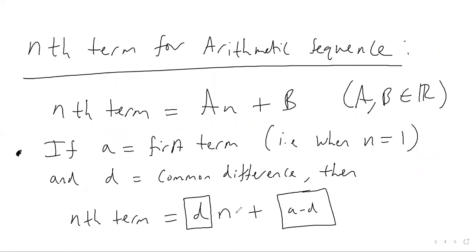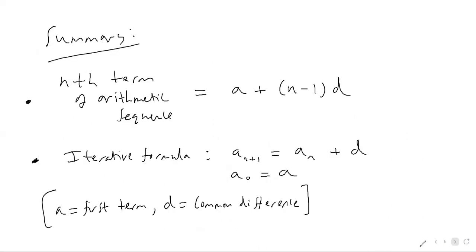So the nth term is dn plus a minus d. And we can actually factorize out a d. I'm going to move the a to the front and write it as a plus dn minus d. When I factorize the two terms with d, we get a plus d times (n minus 1). So the nth term for an arithmetic or linear sequence is the first term plus the difference times n minus 1. That's always going to be the nth term of an arithmetic sequence.